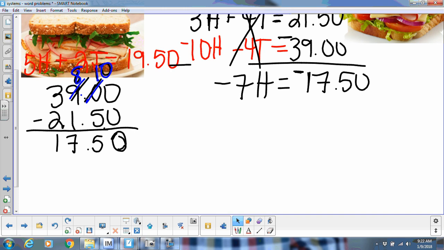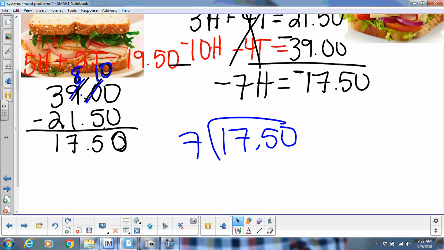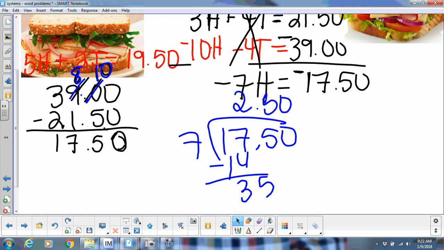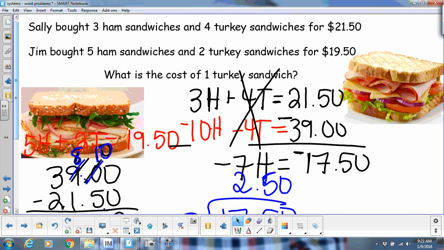All right, so I need 1750 divided by 7, right? How many times 7 go into 17? 2. How many times 7 go into 35? 5. And the 0 just stays on the end. So how much does a ham sandwich cost? $2.50.